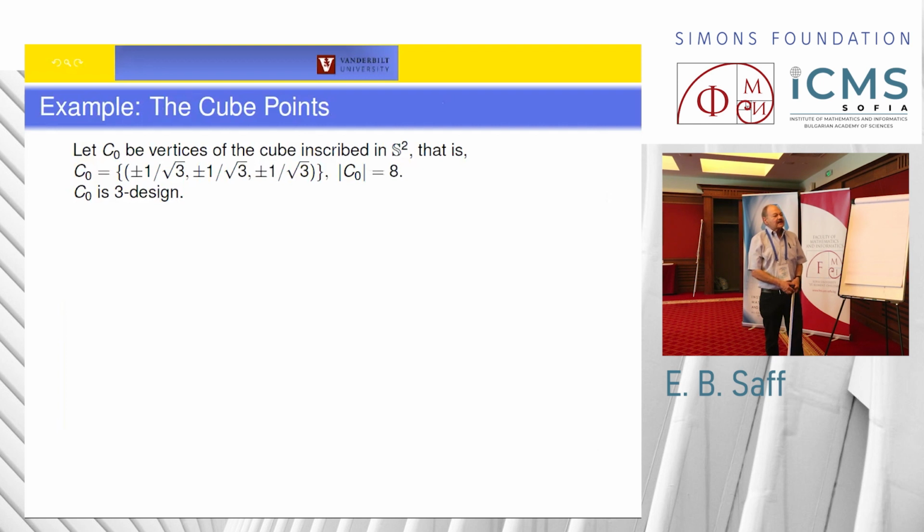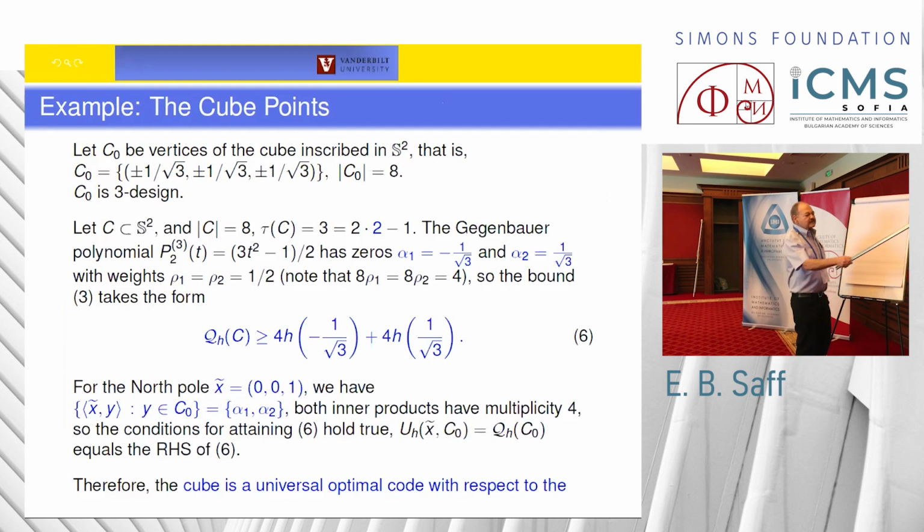I think we'll all agree it has 8 points, and you can show that it's a 3 design. So the 3 design tells me what? 3, my k is equal to 2. So that tells me I have to look at this p sub 2, the quadratic, in 3-dimensional space, since I'm talking about a code on S2.